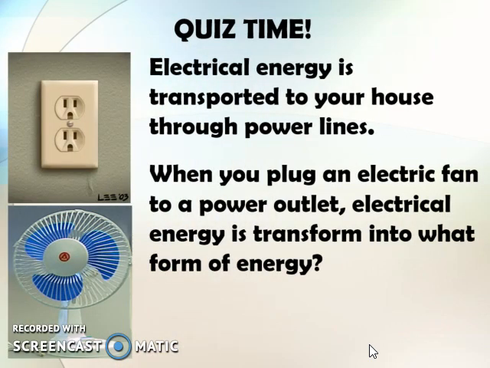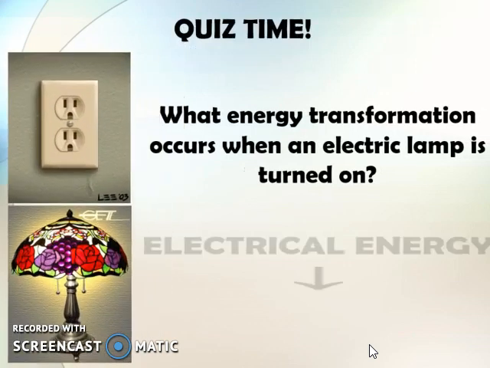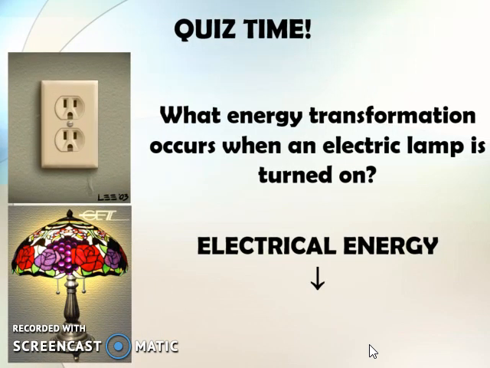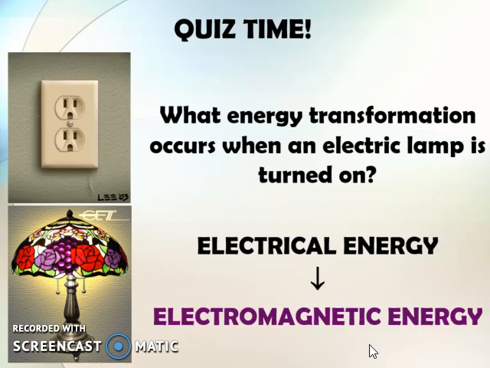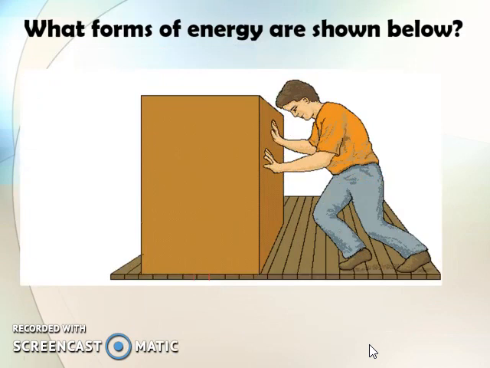Okay, electrical energy is transported to your home through the power lines. When you plug an electric fan in the power outlet, the electrical energy is transformed into what form of energy? Spoiler alert, I accidentally ruined this from before. It would actually be mechanical energy, because now you've got moving parts. Okay, what about if that plug-in instead got a lamp to go? Do you remember what we said that would be? It would be light energy. What's the other form for light energy? Electromagnetic energy.